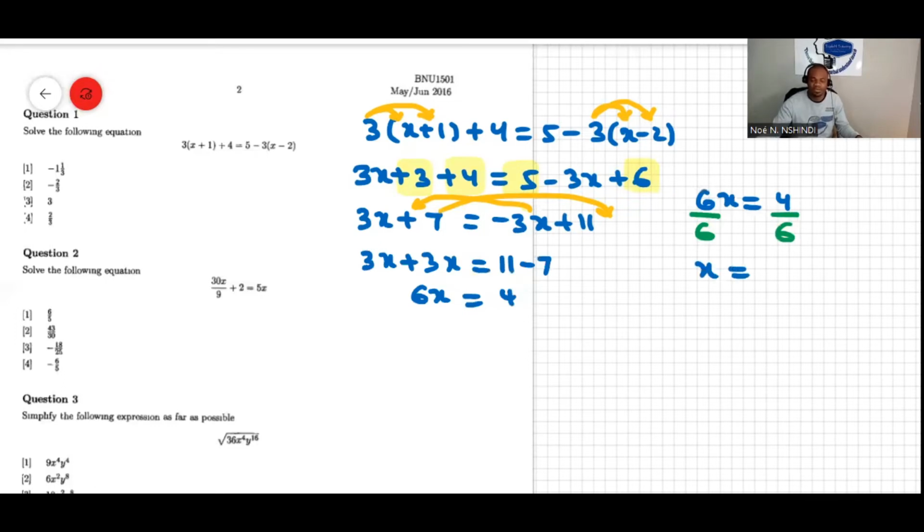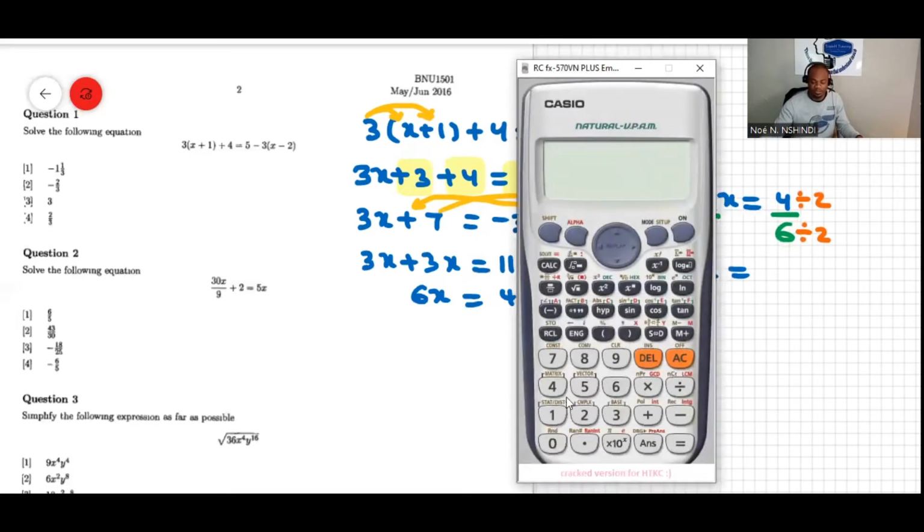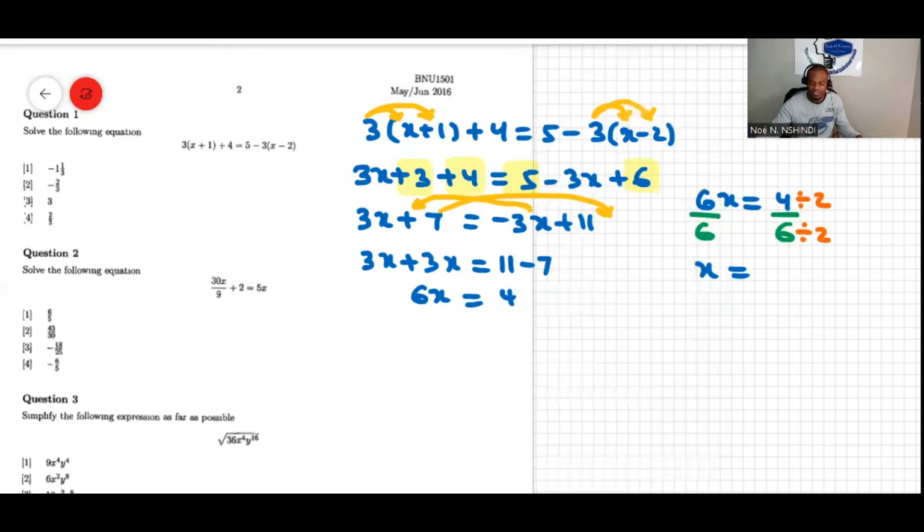4 over 6. You can simplify this by the highest common factor, which is 2. You can divide here by 2, divided by 2 also. This is the highest common factor of 4 and 6. Or you can also use a calculator. If you write 4 over 6 and then hit equal, you get 2 over 3. So the correct answer here is just 2 over 3, which is alternative 4. That was question 1. Thank you.